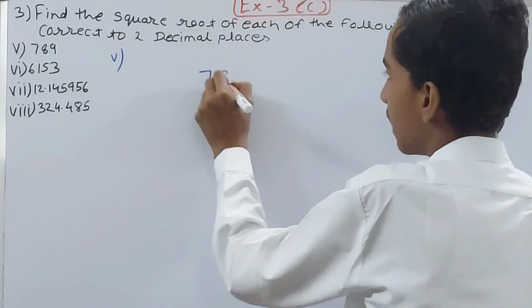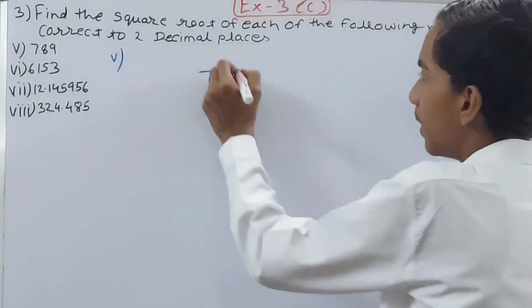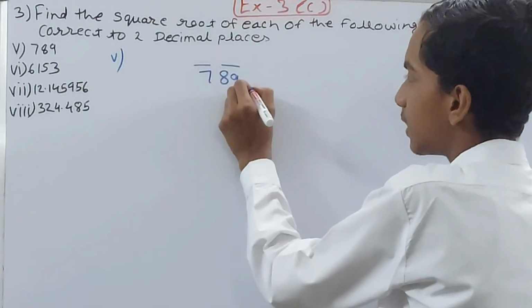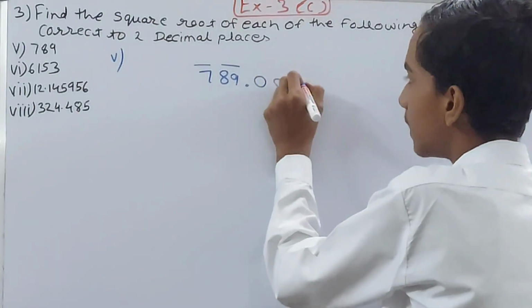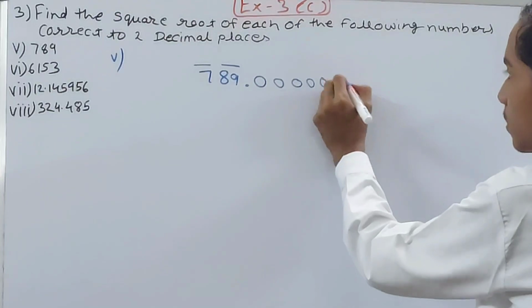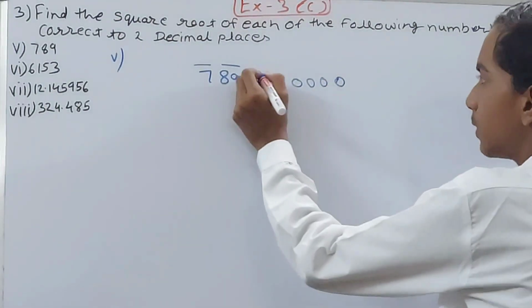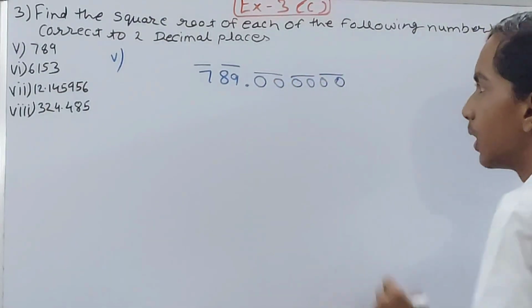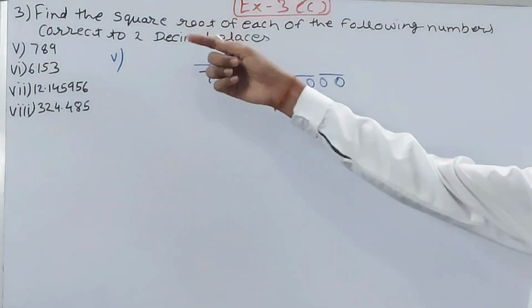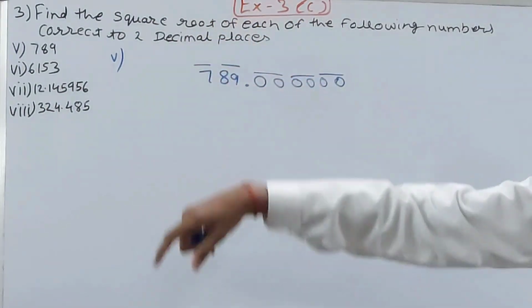It is 789. So what are we supposed to do? We will make one pair here, add the decimal point, add 3 periods, right? The question is the same, nothing has changed. One more. And now make the pairs here also. This one and this one. Okay, so the square root has to be corrected to 2 decimal places.